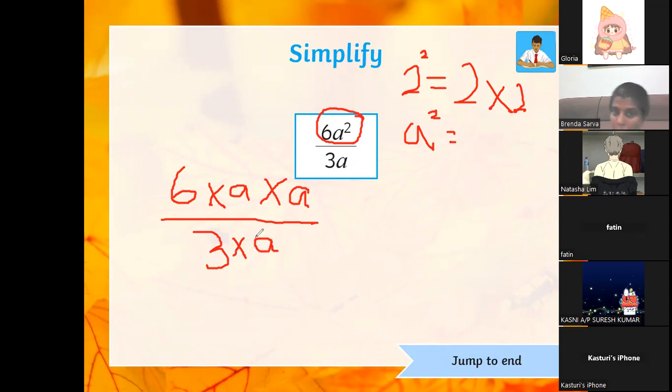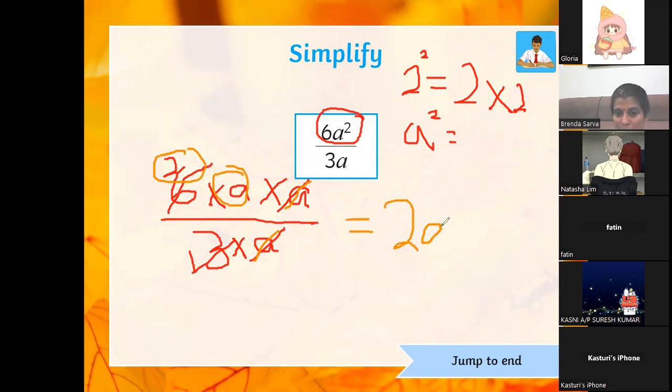Can you see that? Now you have done questions of fractions before. 6 divided by 3 is 2. 3 divided by 3 is 1. a can divide by a, so this will be eliminated, leaving you with just 2 times a. Thus the answer is 2a. See girls, this is going to be your basics. This is what you need to be good at before you can really excel in chapter 2 of your maths.